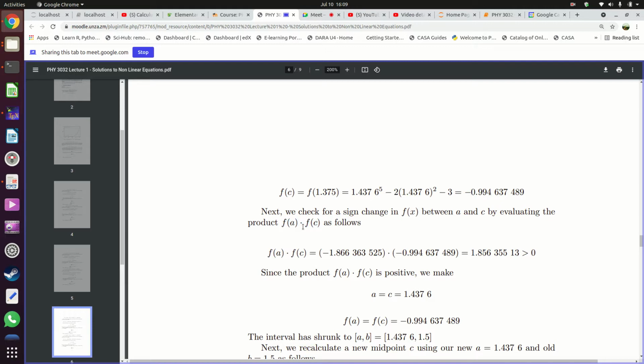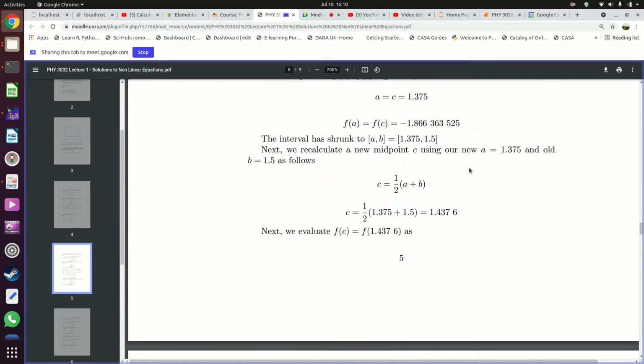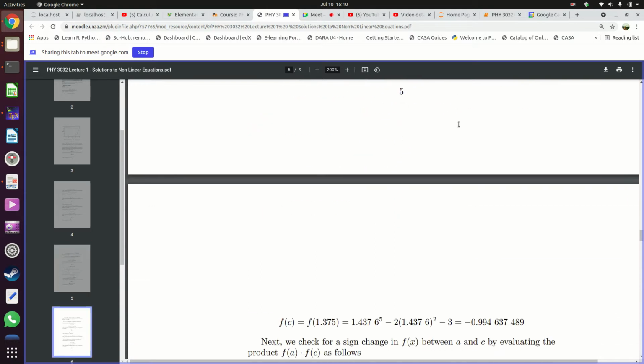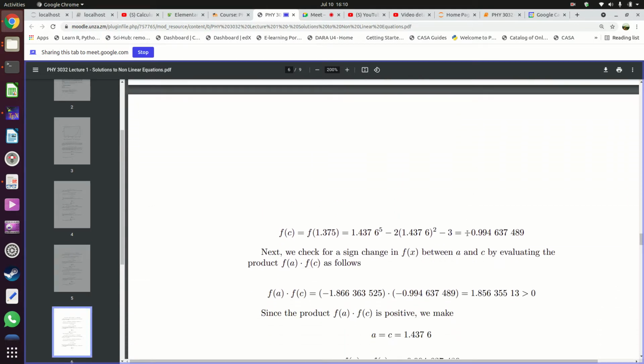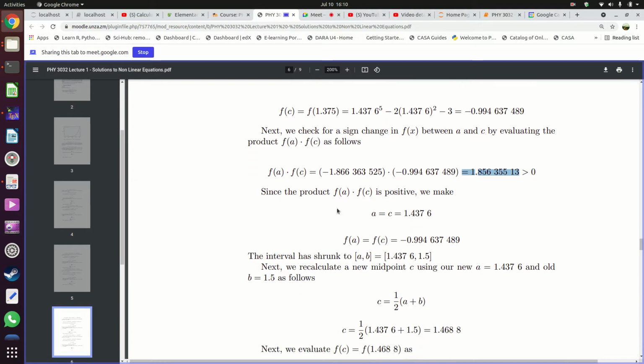Okay, so you work out the product of f of A times f of C. So f of A is what we have here. f of A is this one. That's a negative. Then our f of C is what you have here, a negative. So you end up having f of A times f of C, which is a negative multiplied by a negative, then you get a positive. That positive is greater than 0. So basically what that means is that between A and C, there is no answer. Are we clear?